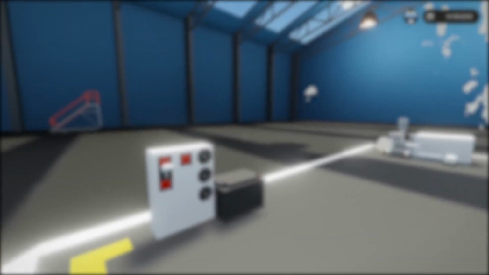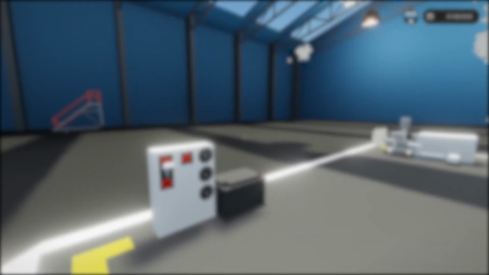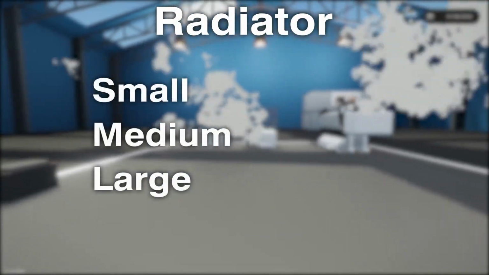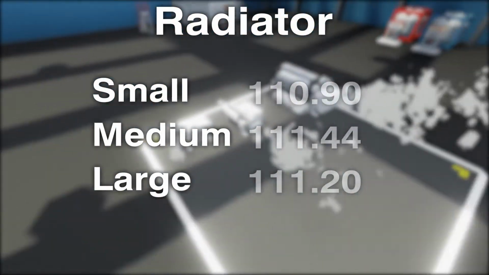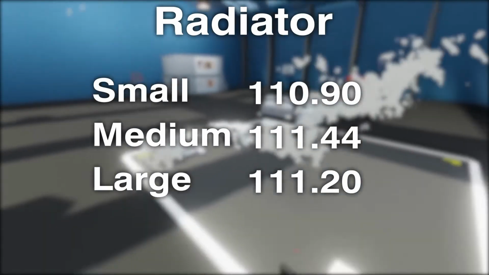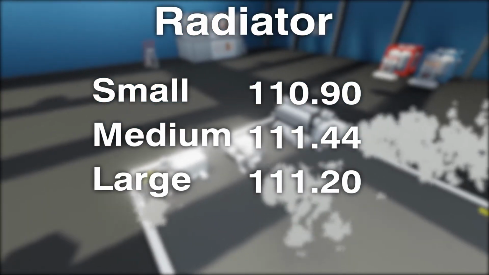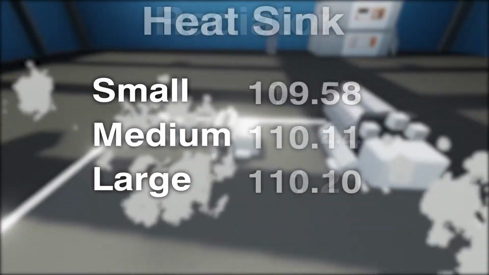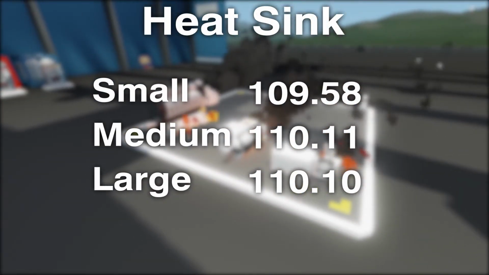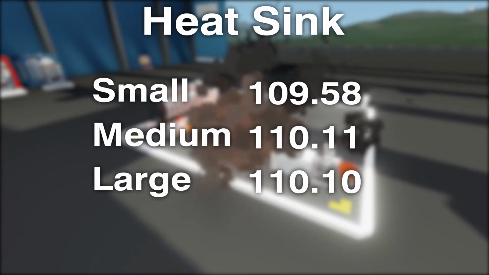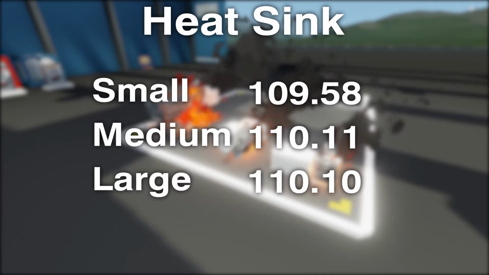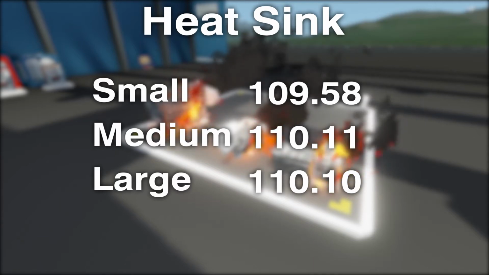Okay, so now we're going to be looking at our radiator and our heatsink, and we're going to be comparing those. For the radiator, small engine, we got 110.9 degrees maximum, medium 111.44, large 111.2. With our heatsink on our small engine, we got 109.58, medium 110.11, large 110.1.